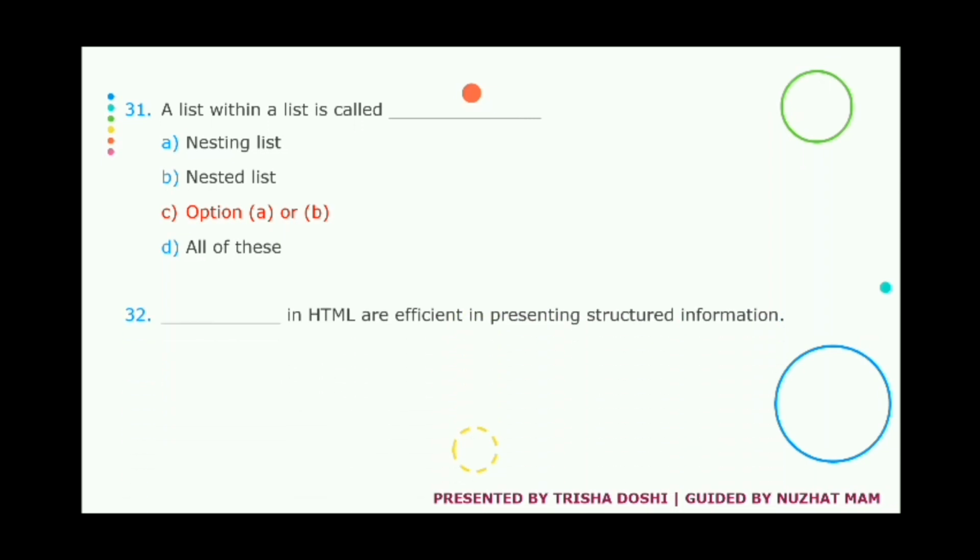Question 32. ___ in HTML are efficient in presenting structured information. A. List, B. Table, C. Both A and B, D. None of this. The correct answer is B. Table.